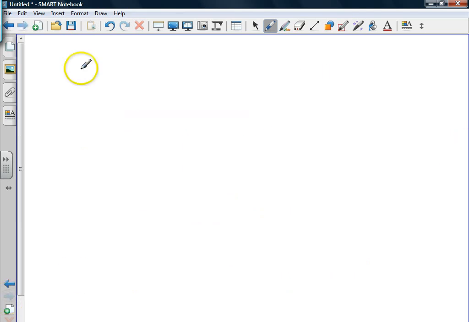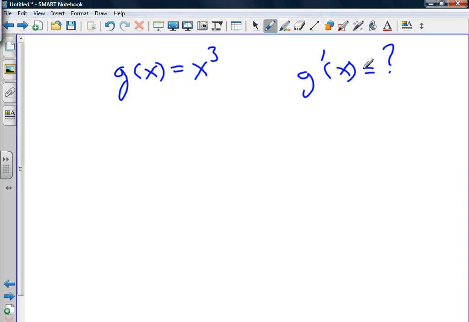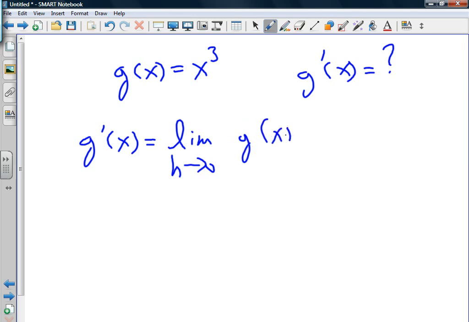All right, so let's go on to my second example. Whoops, next page. What if, let's say, g of x is x cubed? Can you find g prime of x? Now, don't get flustered that it's g instead of f, same difference. That means that g prime equals the limit as h goes to 0 of g of x plus h minus g of x all over h. I just wrote it in terms of a function called g instead of a function called f. No big deal. All right?